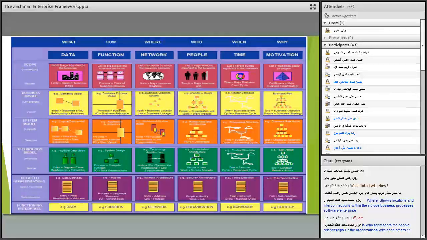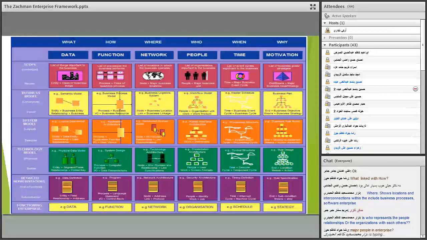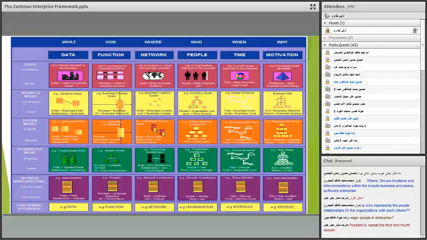Yes, the who column represents the people within the enterprise and how they are related in the enterprise with each other. It also shows their connections with each other. Yes, the major people within the enterprise. You're talking about the people that are playing a major role within the enterprise.